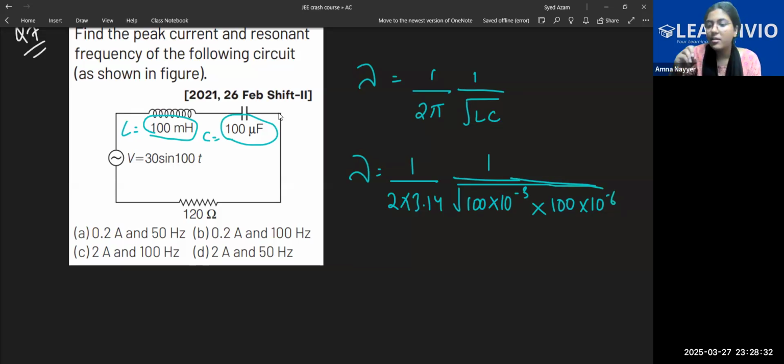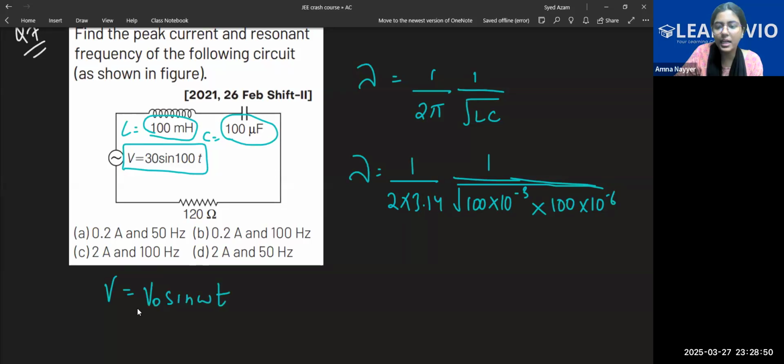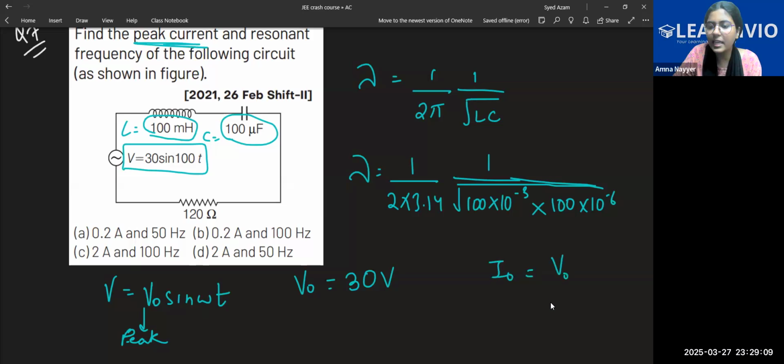This is the frequency. For the peak current, Upasana, you tell me from this equation, what is the peak value of voltage? 30. 30, right. Very good. V is equal to V naught sine omega t. V naught means the peak value. So V naught is 30 volt. Why are we not focusing on any other thing? Why only V naught? Because it is saying peak current. For peak current, I naught, you require V naught by Z.